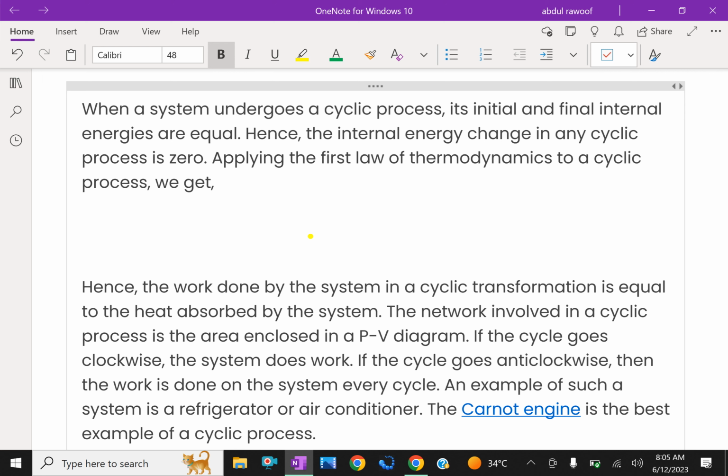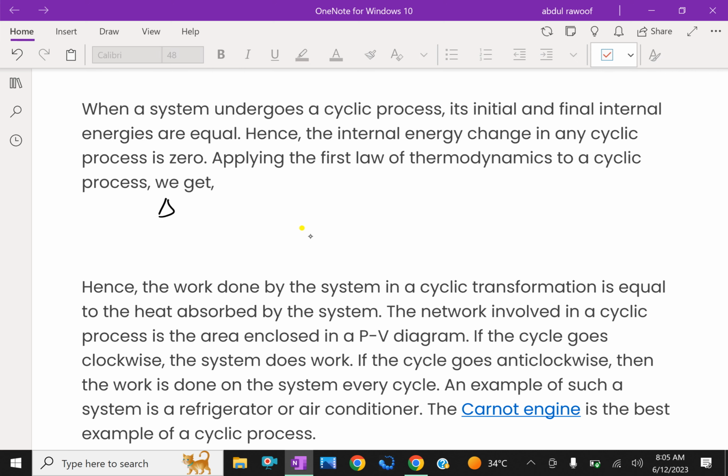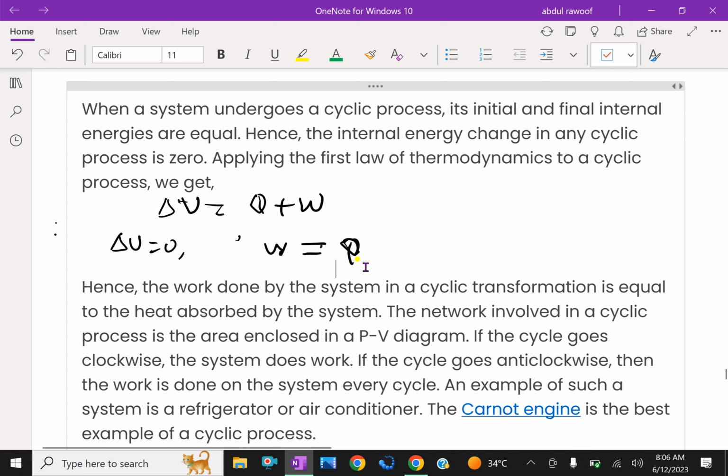delta E, that is delta U, you can write, internal energy change equals Q plus W. If delta U equals 0, then we can say W equals Q. So work is equal to the heat energy added.